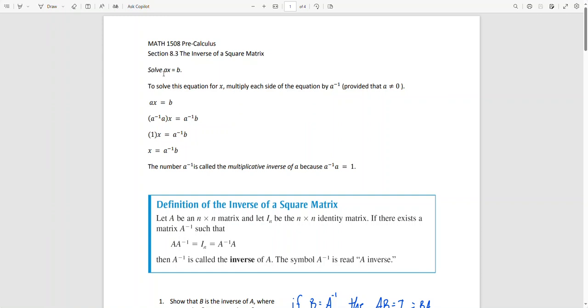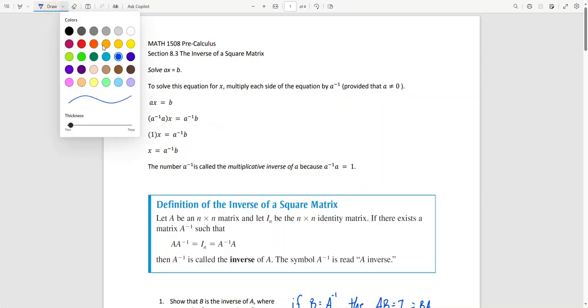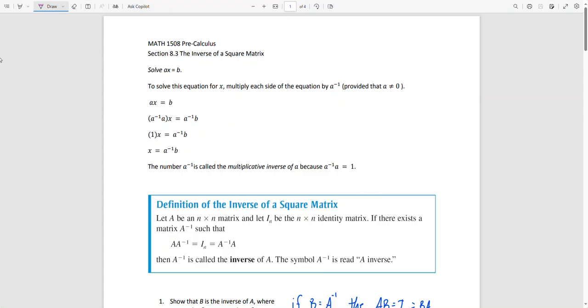To solve an equation like ax equals b, what we might do is multiply each side of the equation by a inverse, right? If this was 3x equals 7, I might multiply by 1/3. 1/3 is the reciprocal of 3.